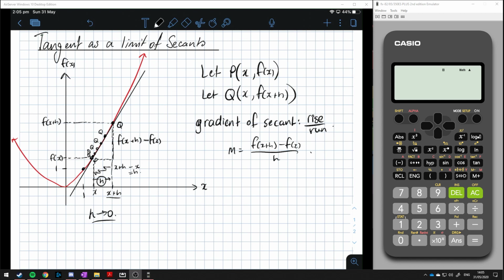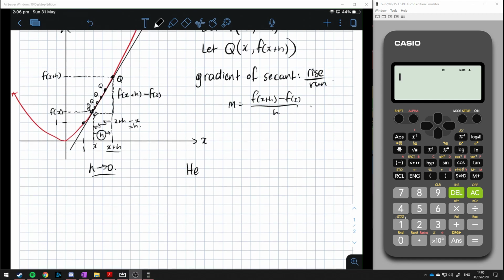So what we do is, as h approaches 0, the point Q moves along, and it goes as close as we want to P, and the gradient of the secant PQ becomes as close as we like to the gradient of the tangent at P. Now, it's not exactly the tangent, but it's so close to the tangent that we may as well use it. So hence the gradient of the tangent.